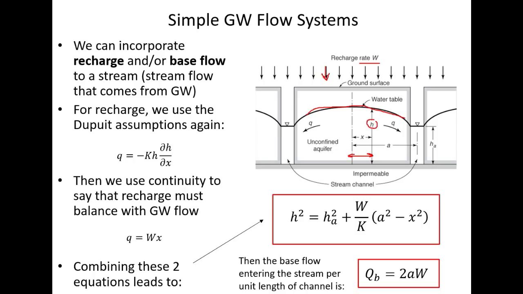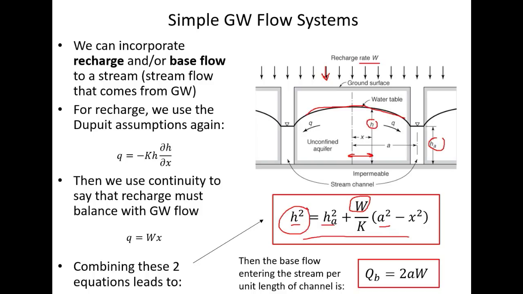So if we combine these two equations, we end up with an expression that shows that h squared is related to hA, which is one of the boundary conditions. So this is the unknown h, and this is one of the known h. Then we need to know the recharge rate, and then we need to know what distance we are from the boundary. So it's similar to the Dupuit expression with a little bit of a wrinkle, this recharge rate.